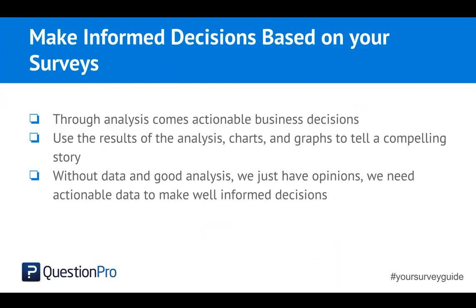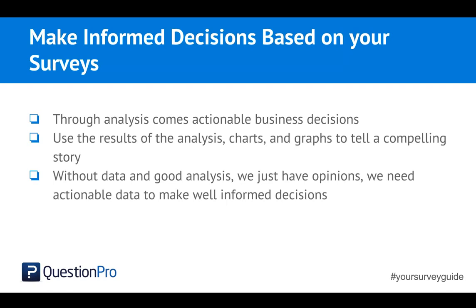So, once you have your analysis, and you've done your survey, and all the results are in, you can really start to make some informed decisions based on your survey. Through analysis comes actionable business decisions, and this goes back into your research objectives, back to the three main questions on why you're doing the research and what decisions you're trying to make. Through all these good survey tips that we've given you today, if you take these and make them actionable in your surveys, you'll see that there'll be good actionable business decisions that come out of this.